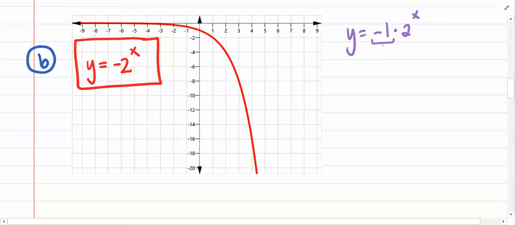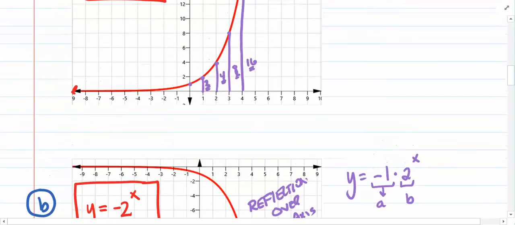So our initial amount is now negative 1. Our base is still 2, so we're still adhering to the same rules as up above. The only difference that the negative 1 out in front does is it gives us a reflection over the x-axis. So you might want to make a sketch of these graphs right here. Pause the video and make a sketch.